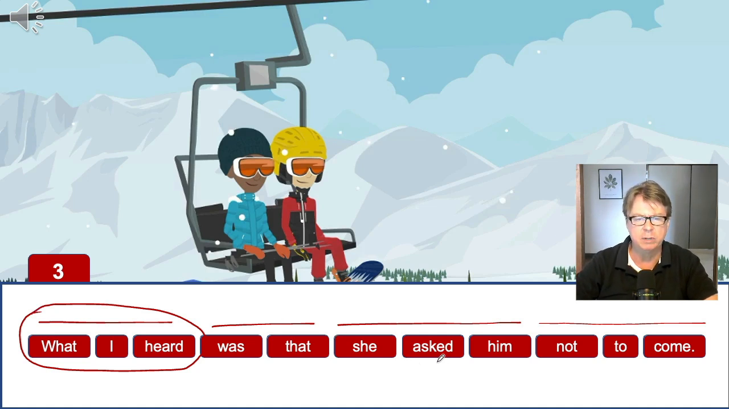But we do have some reductions. She asked him not to. She asked him not to come. So we have some reduced sounds. What I heard was that she asked him not to come.